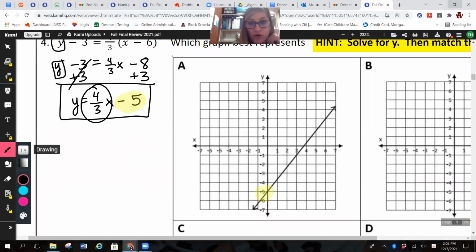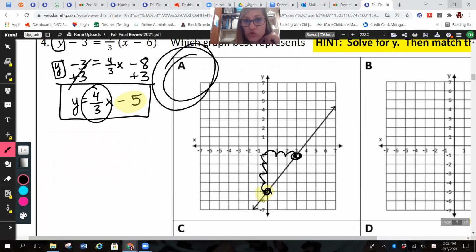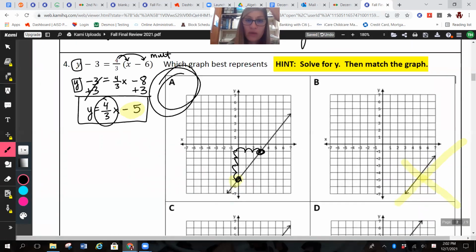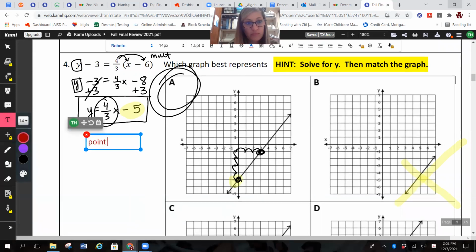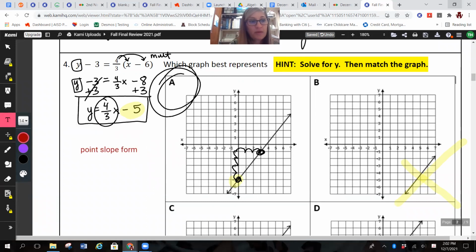Should be up 4 and over 3. So 1, 2, 3, 4. 1, 2, 3. And it is. Very nice. We want to choose A. A is the line that matches this equation. This is in point slope form. Here is my slope. And here is the point.